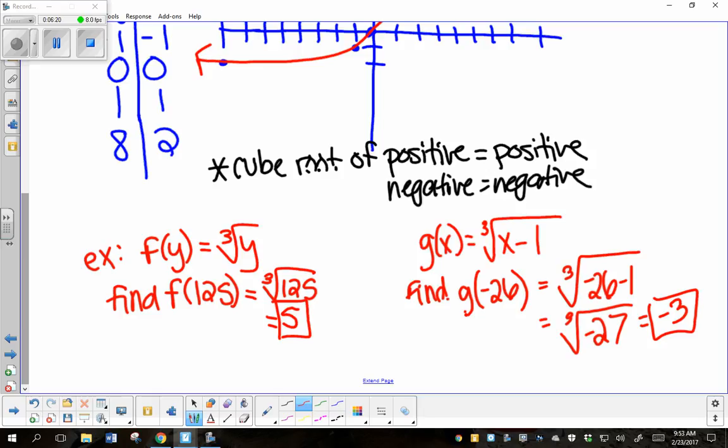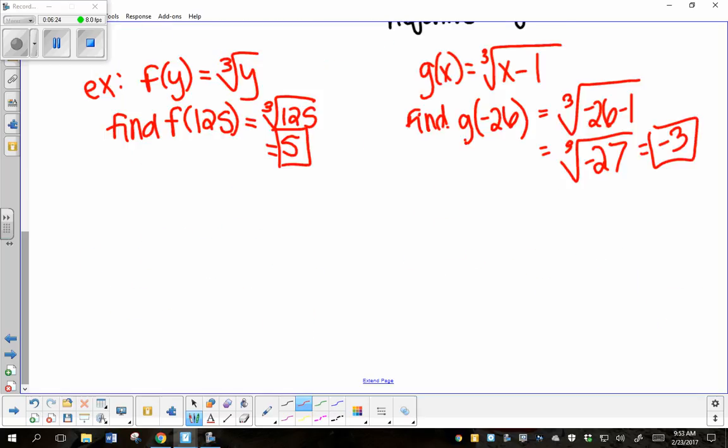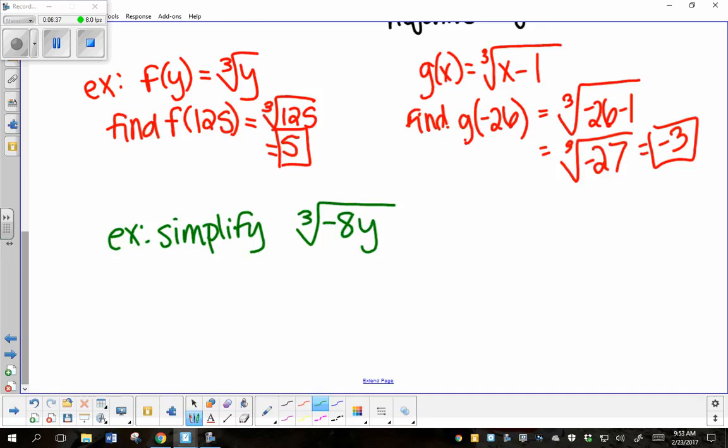Okay, let's do another example before we write down more stuff. One more example of a cube root, and then we'll go to bigger roots. So we are going to simplify the cube root of negative 8y to the third.